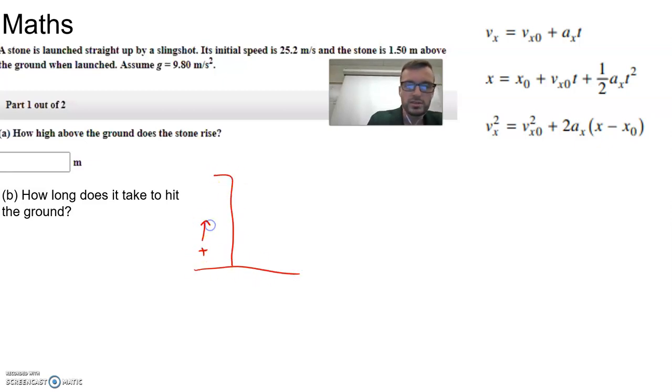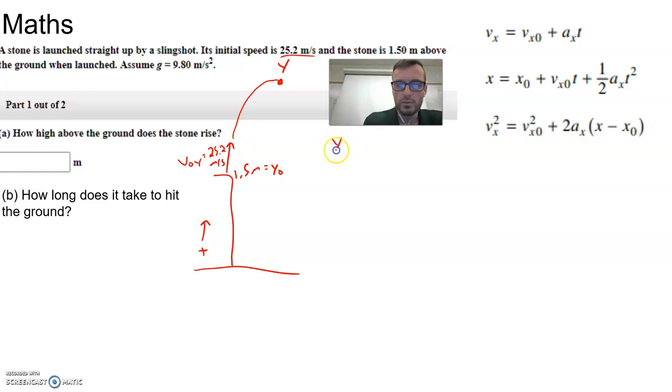So I'm going to make up positive, and it says the stone is launched from 1.5 meters above the ground. It's thrown up into the air. So let's make a list of our knowns. The first one says, how high above the ground does the stone rise? So we can imply that that's asking for all the way up here at the apex, the highest point. We're going to call that y final, and this one y initial for this part of the problem. We also know that v initial y is equal to 25.2 meters per second. That's right there in the problem.